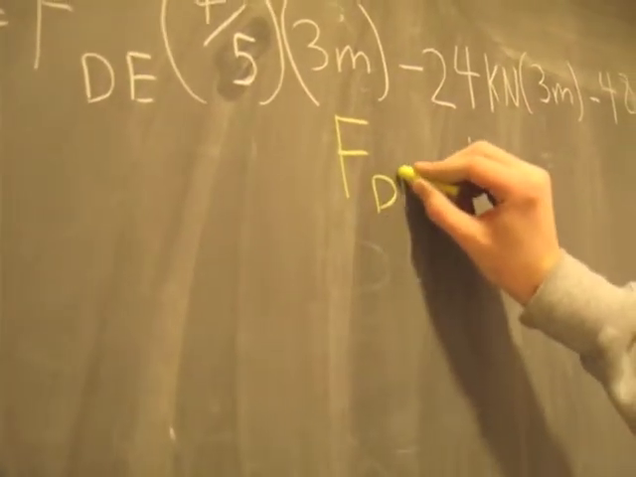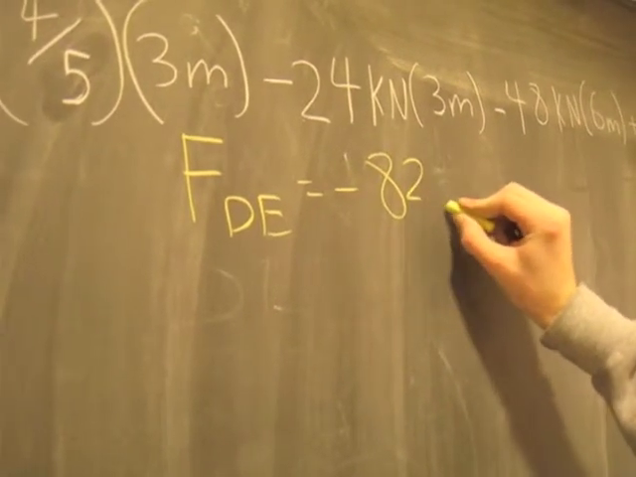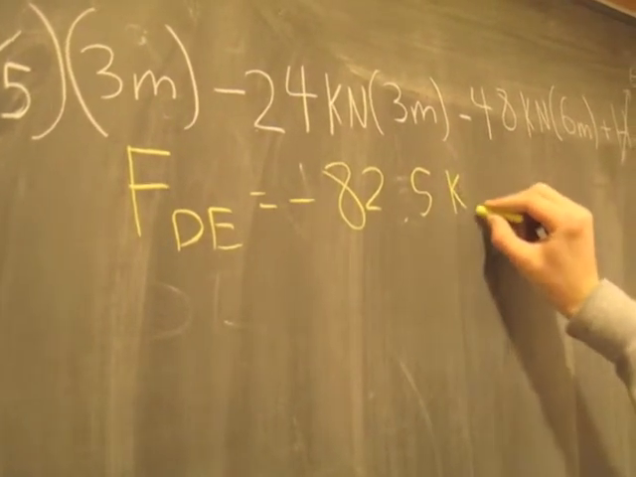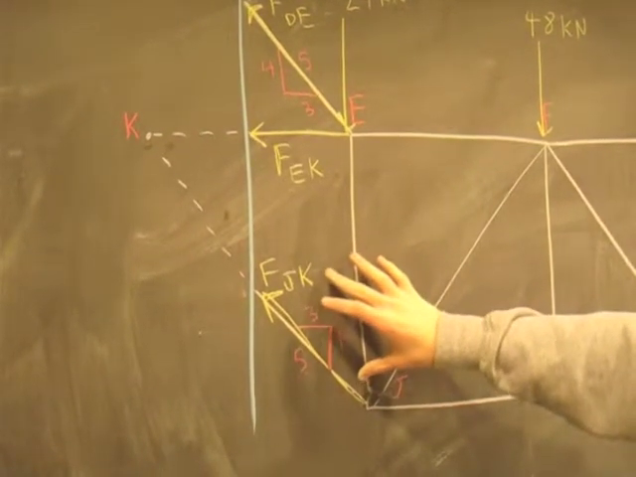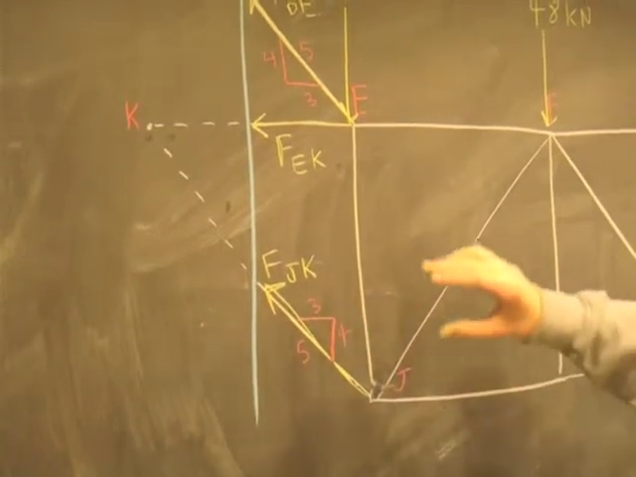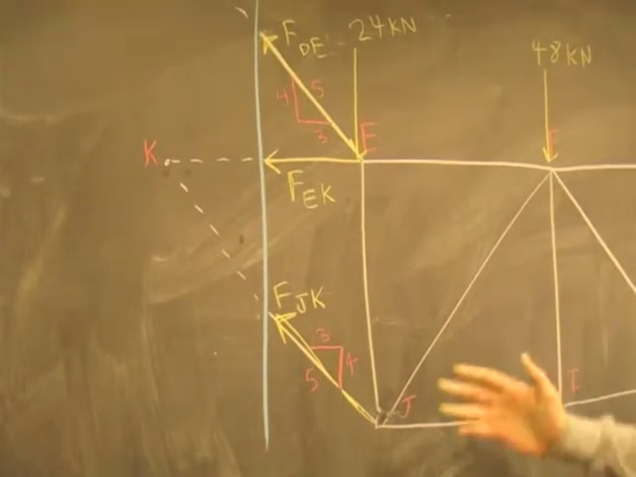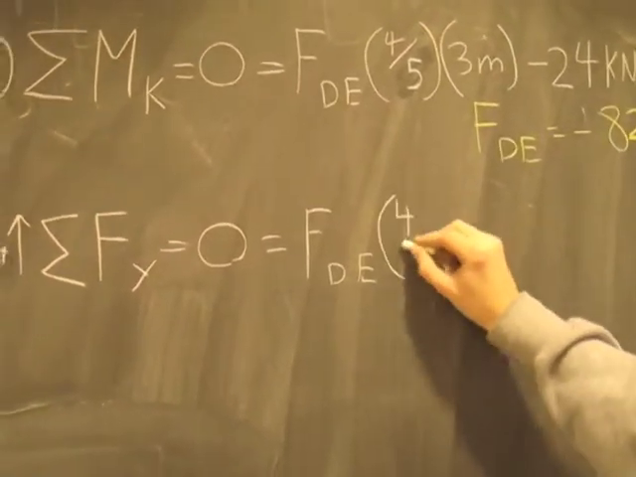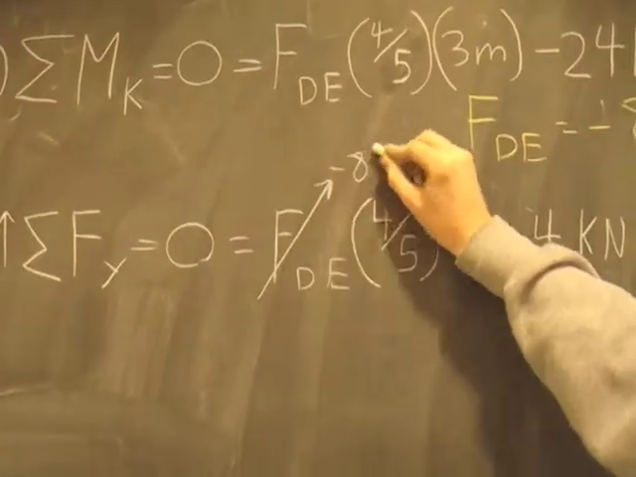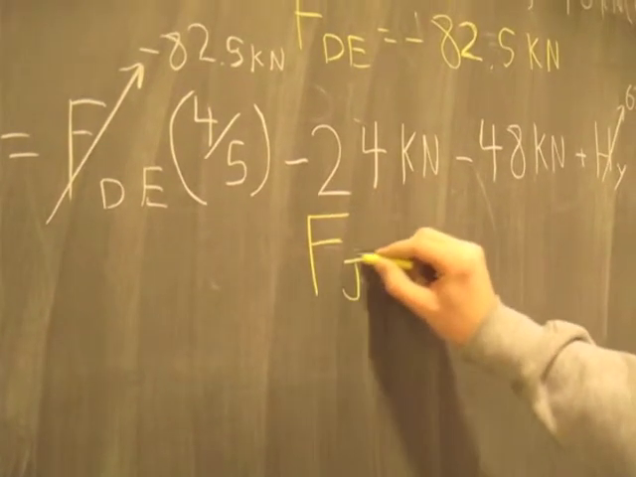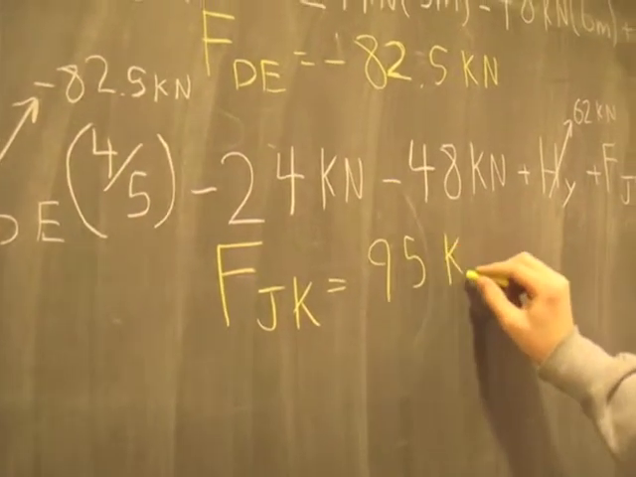So FDE equals negative 82.5 kilonewtons. Since now FJK is the only Y component that we don't know, we can solve for FJK by summing the forces in the Y direction. So FJK equals 95 kilonewtons.